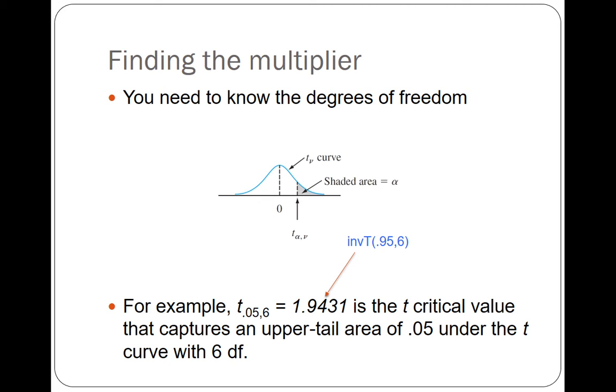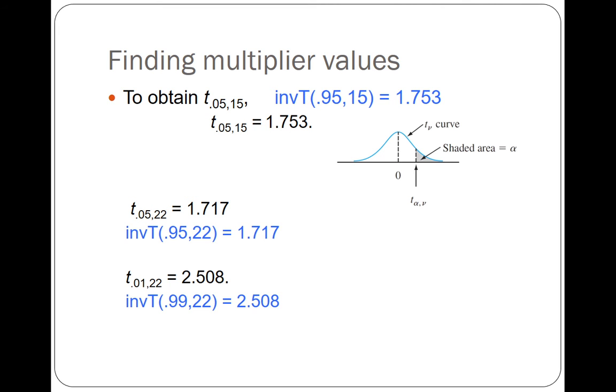So with Z, the parameters you need are the mean and standard deviation. With the T, we're already going to assume that the mean is 0 and the standard deviation is 1. But you also need to know what the degrees of freedom will be. So if you want to do T of 0.05, inverse T of 0.95, 15 degrees of freedom. If you need to know what T of 0.05 is with 22 degrees of freedom, you'd have that. And for 0.01, you've got to fill in a 0.99 area and get the 2.508. Again, this is kind of how we represent the multiplier.